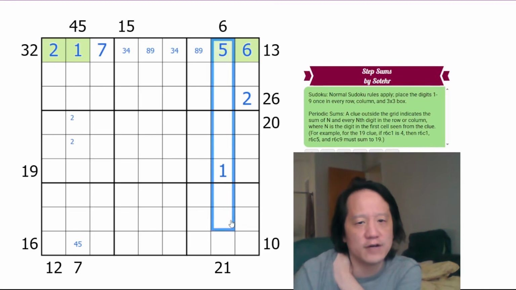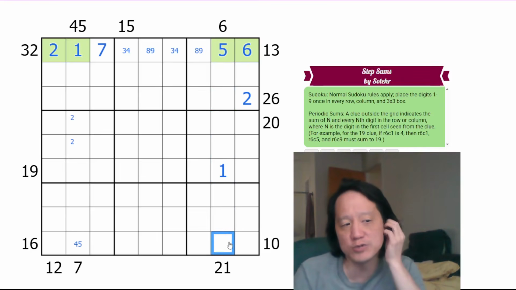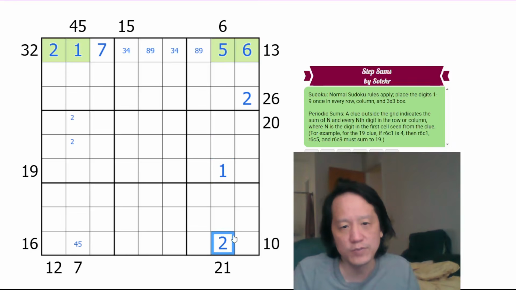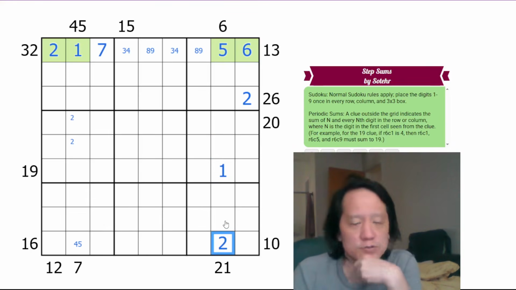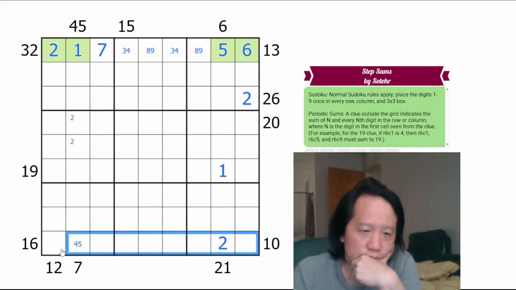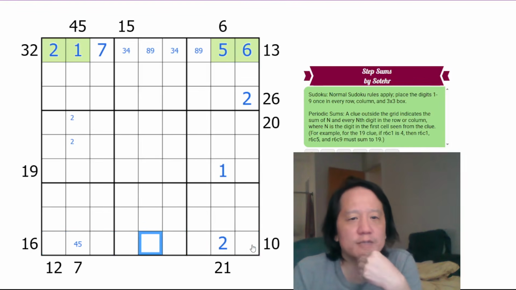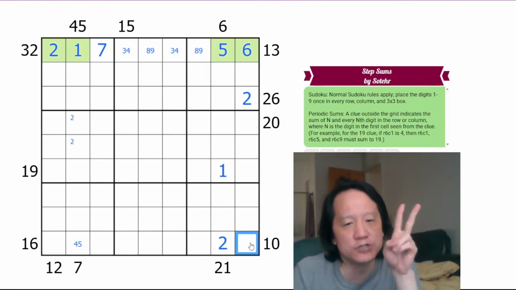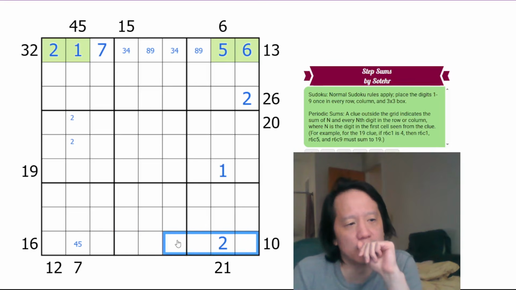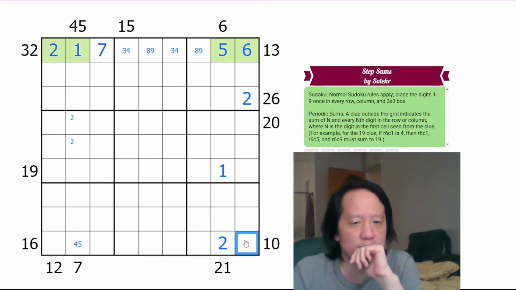Obviously, you can't have 5. 6, you need at least 3 digits. It can't be 1. So therefore, this must be 2. So this is also 2. To add up to 10, it has to be 2 digits or more. But if it's more, if it's 2 digits, it kind of works. It cannot be 8 and 2 because the 2 is already here guaranteed.